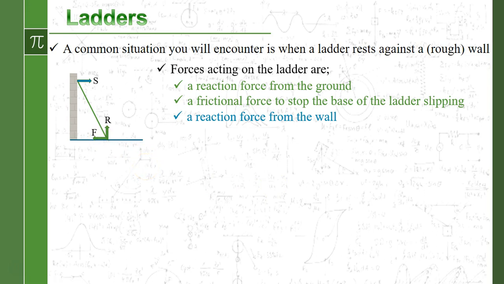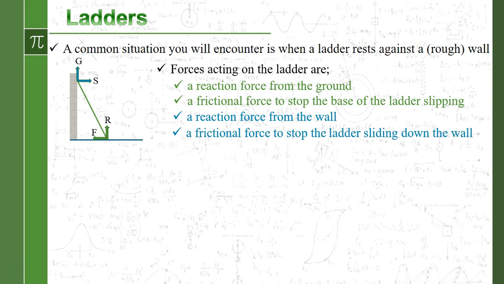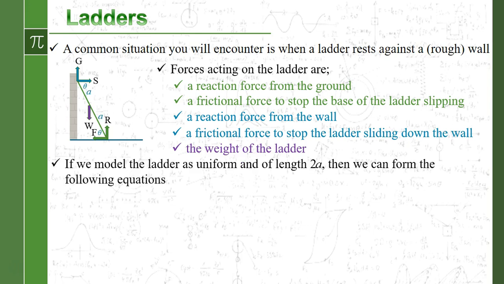Now, that frictional force at the wall stops the ladder slipping down the wall, so that means friction is going to be acting upwards. And so I've just called that one G. And the other force I've got there is the weight of the ladder. Now, those are the basic forces I've got going on, and sometimes in an exam question you'll get people standing on the ladders and other bits and pieces going on as well, but in its simplest form, that's what we've got. Let's just have a look what that means in terms of equations and moments.